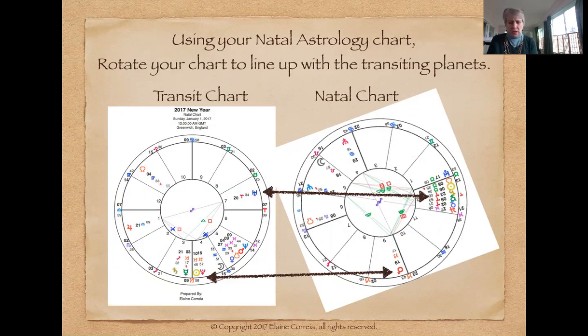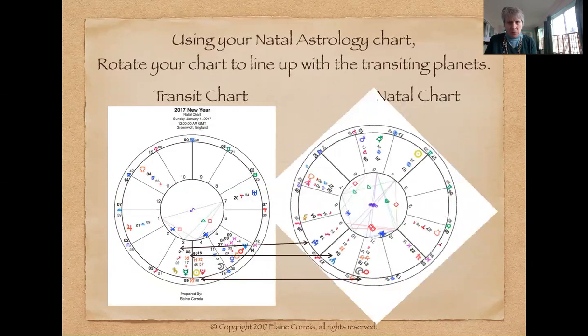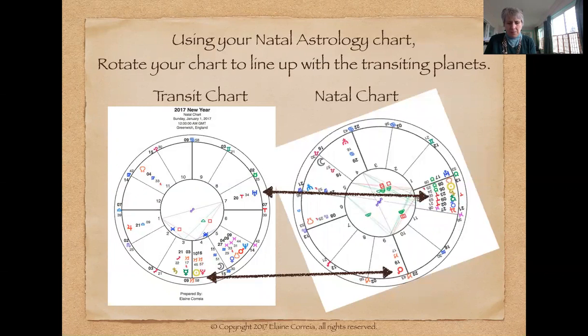And then there's also another activation here. And Uranus at 20 degrees Aries is activating his Saturn at 23 degrees Aries.